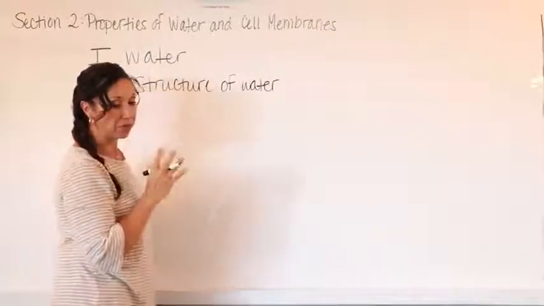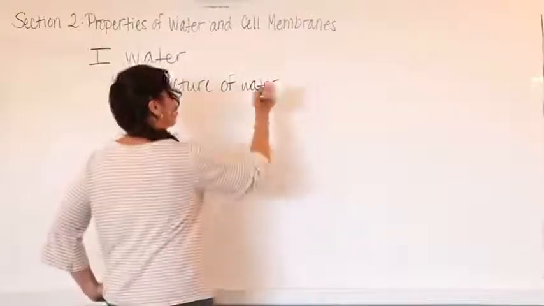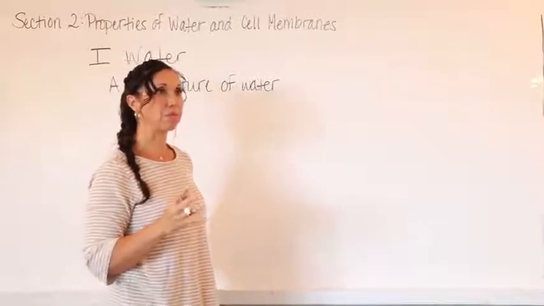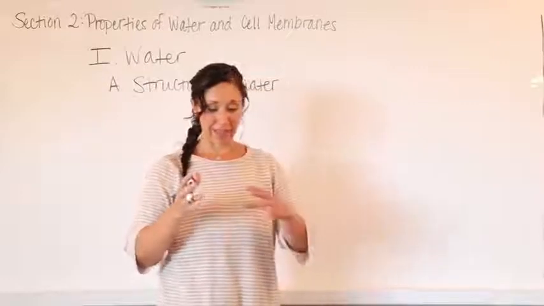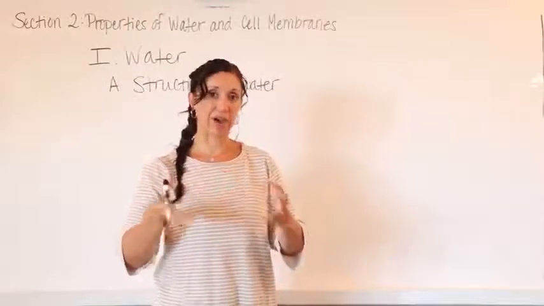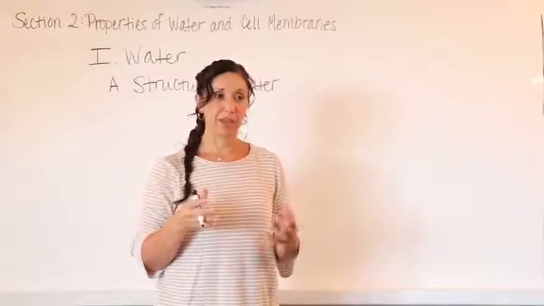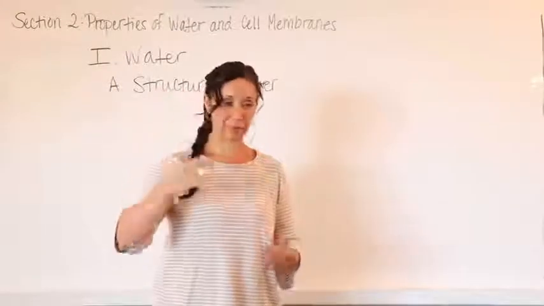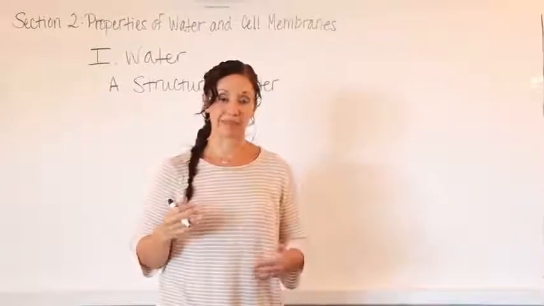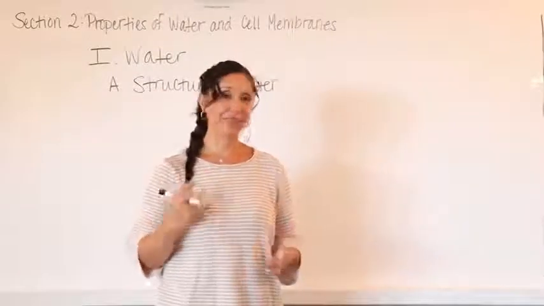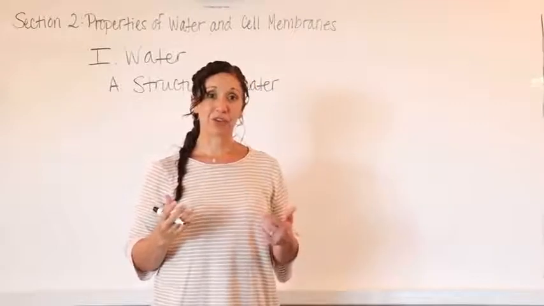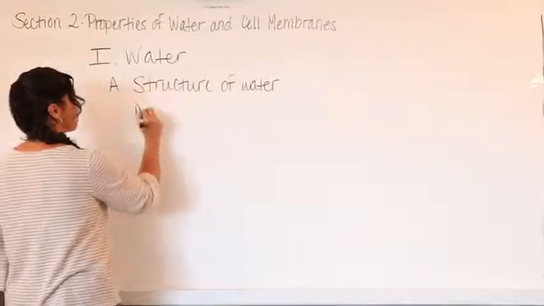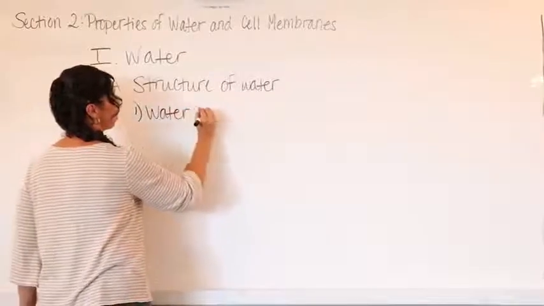Here's what's super important about water. Water is a polar molecule. And here's what a polar molecule means. If something is polarized, you have opposite ends. So I want you to think of a battery or the poles of the Earth. There's a top end and a bottom end. On a battery, you have a plus end and a minus end. It's polarized. That polarization allows water to do its job so well. So first thing under the structure of water, water is a polar molecule.